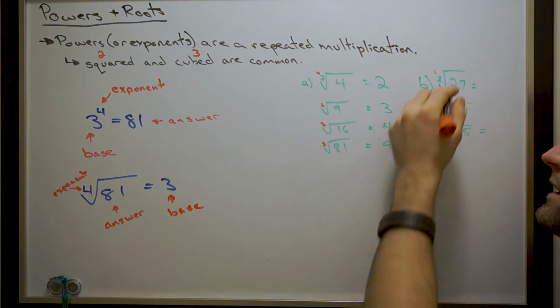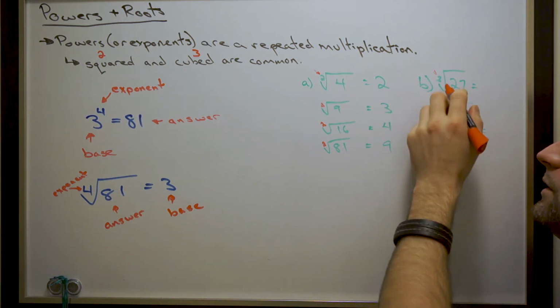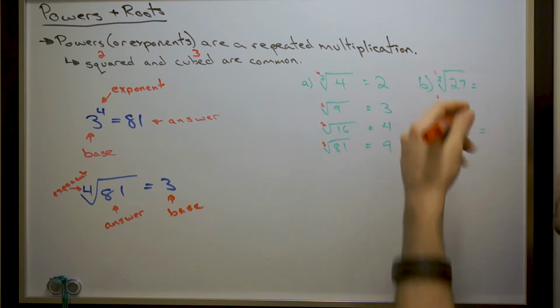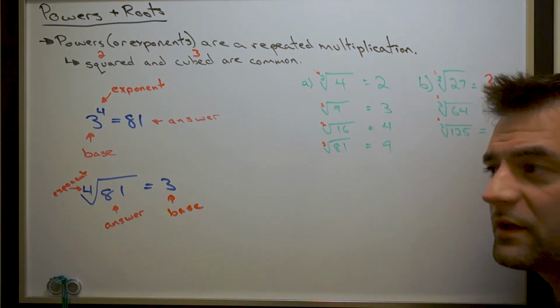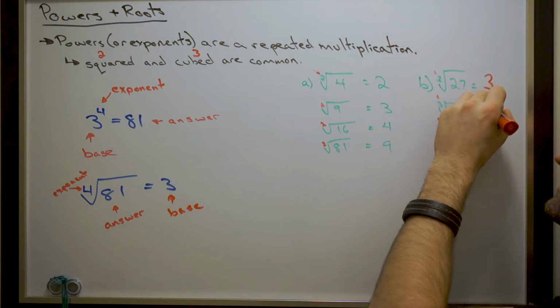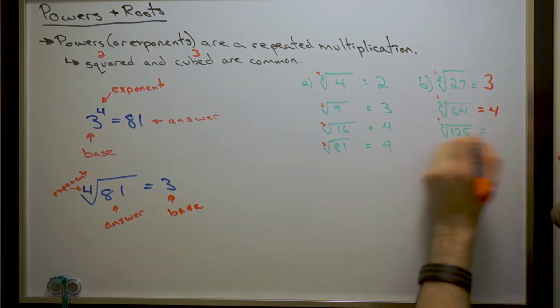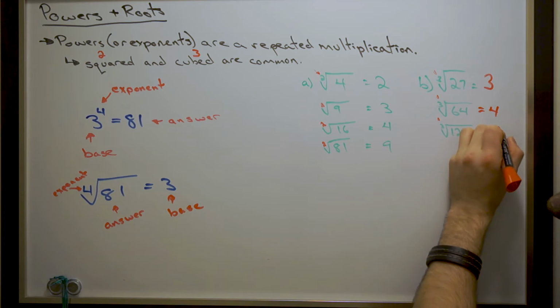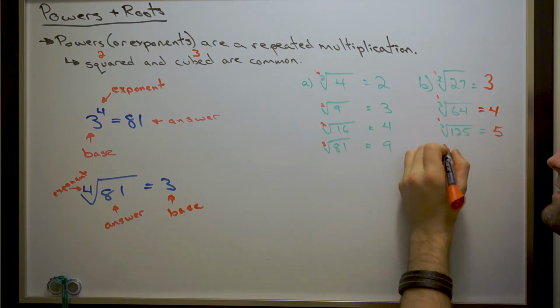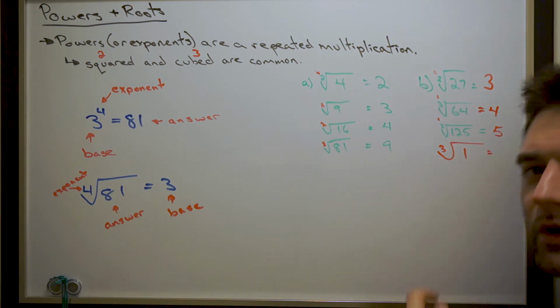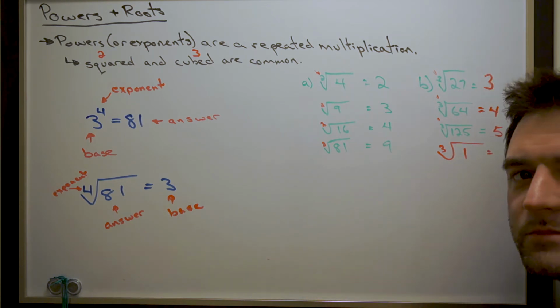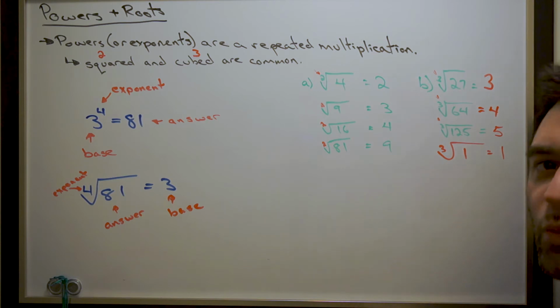So in all these cases here, we have 3 times 3 is 9 times 3 is 27, so that would be 3. 64, well, 4 times itself 3 times is 64. I missed that equal sign there. And then 5 times itself 3 times is 125. And we can even do one more bonus one here. What's the cube root of 1? And 1 times itself 3 times is 1.